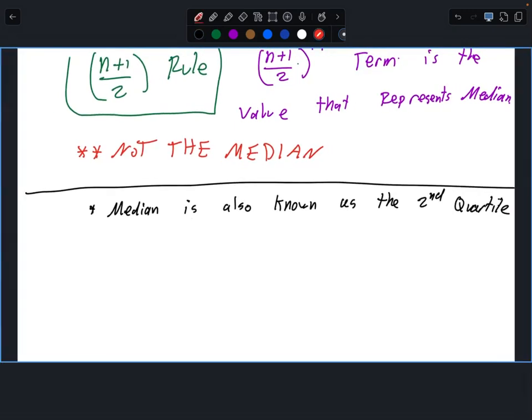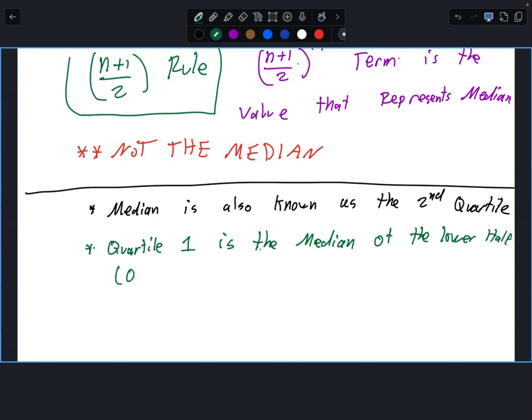Yes. So we want to find out the quartile 1. Quartile 1 is the median of the lower half. We also represent that as Q1. Quartile 1 is what we're going to learn how to find today.